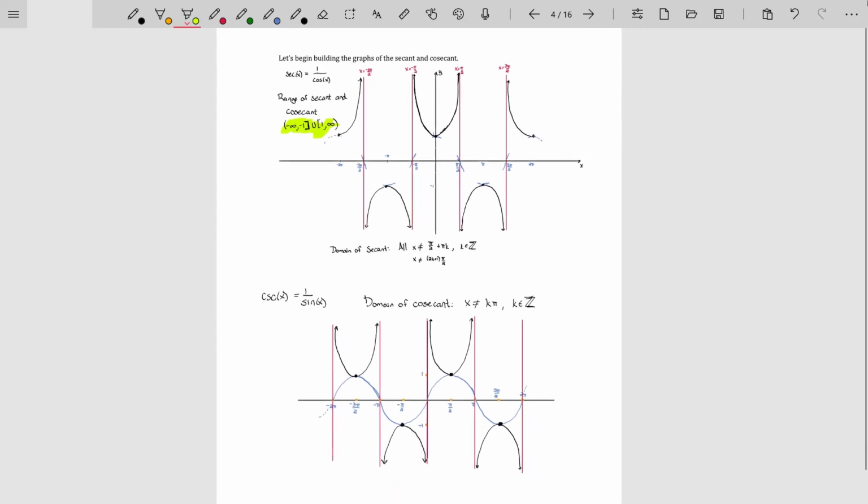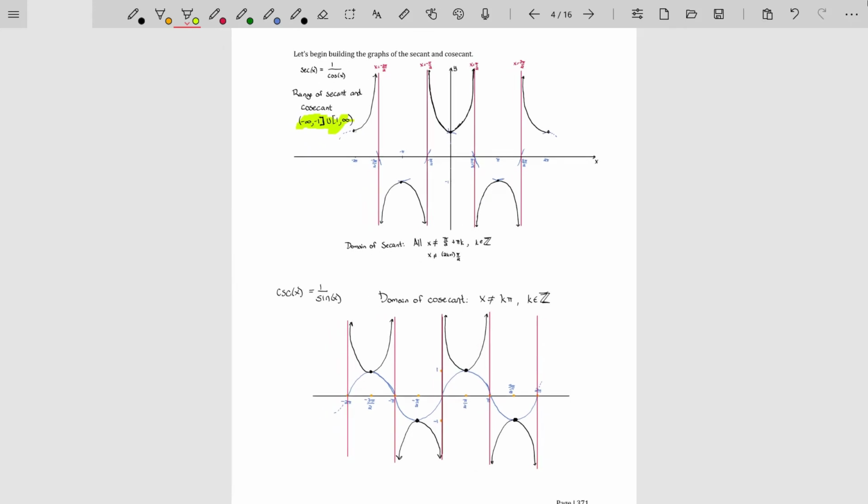All right, that finishes out kind of deriving the base graphs. In the next video, we'll graph a couple different secants and cosecants. You really don't need a ton of them to see how they're done.